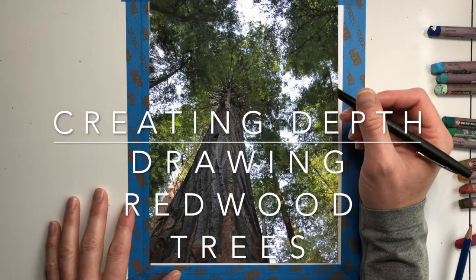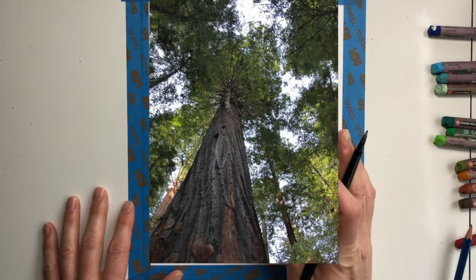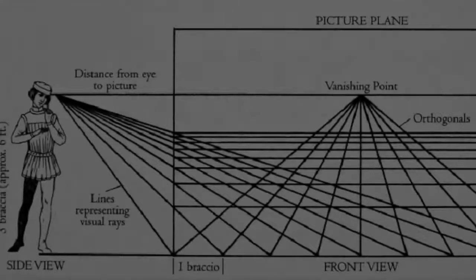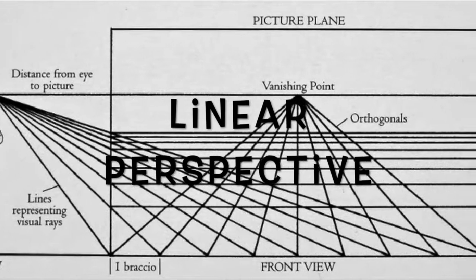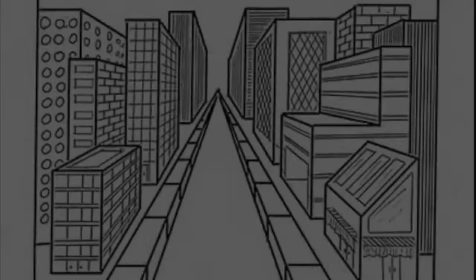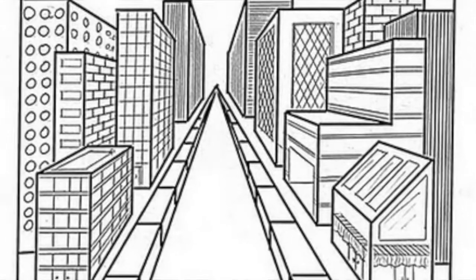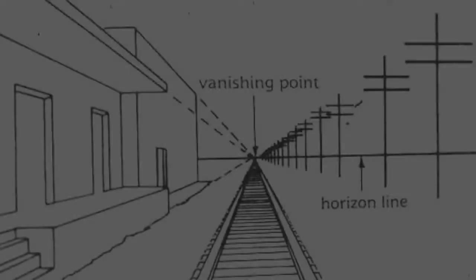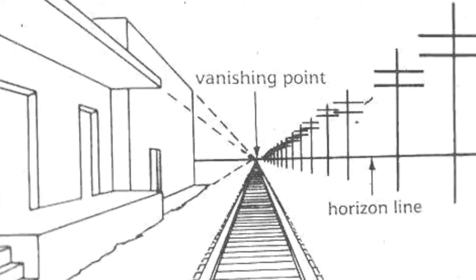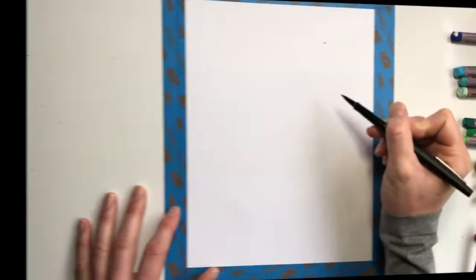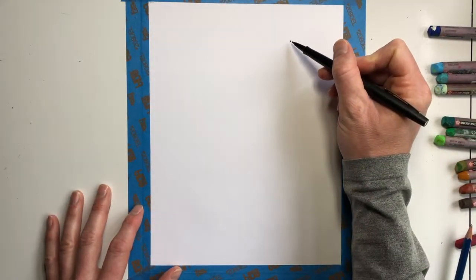drawing a picture of a redwood tree. And to draw our picture, we're going to be using linear perspective. This is only an introduction into linear perspective, so we're not going to be going into all the rules, but I've already begun by placing a vanishing point on my picture in the upper right-hand corner.